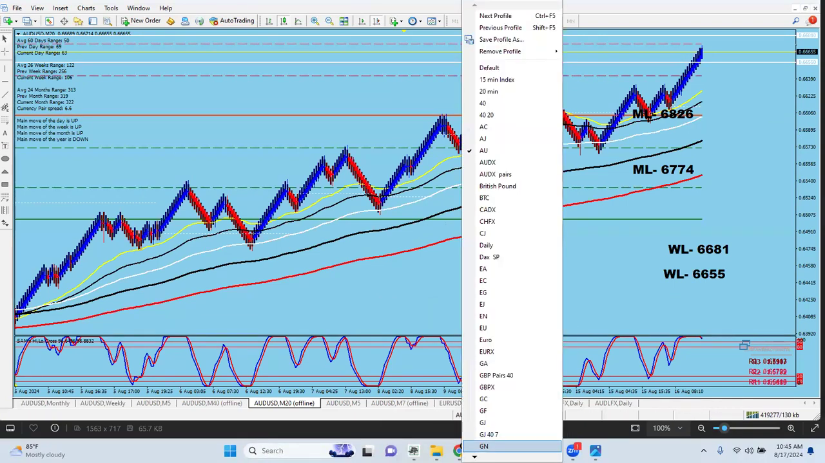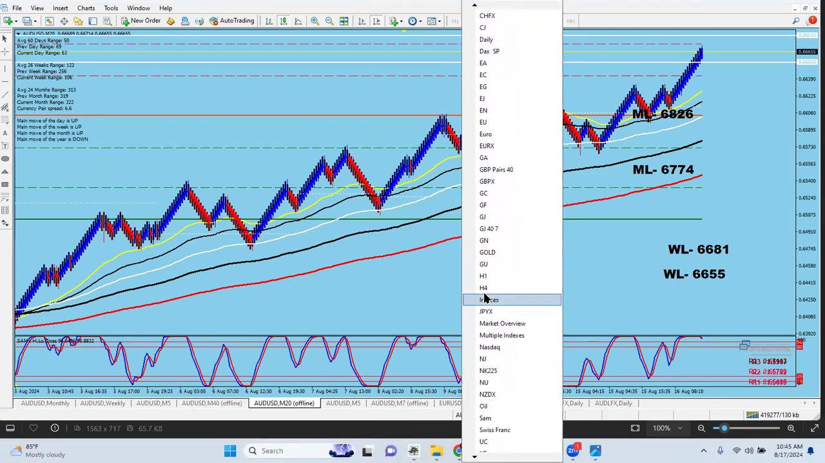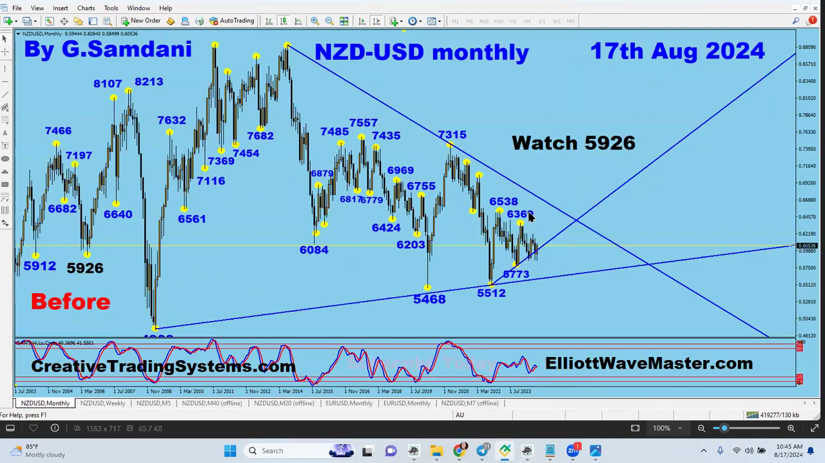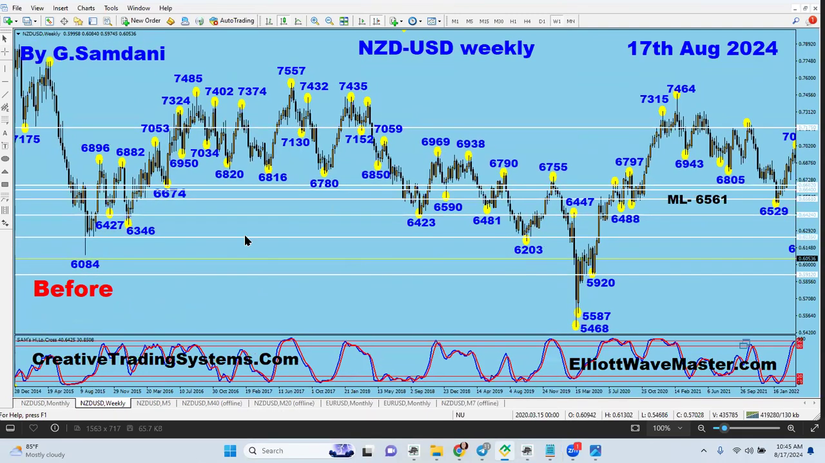I use both. Now let's go take a look at the NZD USD as well. With the USD weakness, it should go up. Where the heck is it going to go up? This is a monthly chart bouncing from this tier. The weekly chart is this.